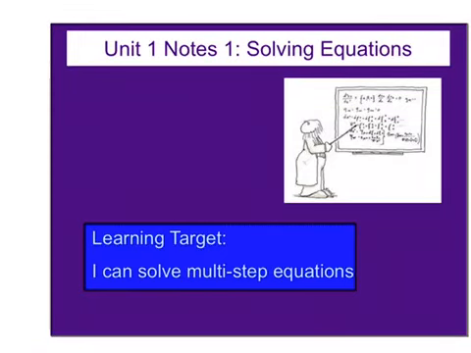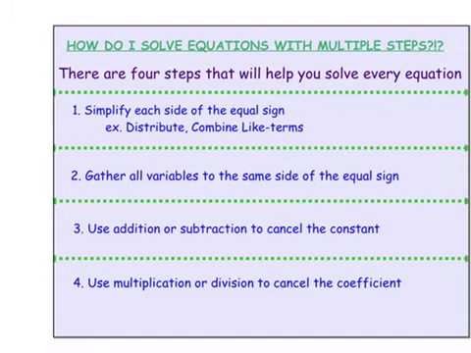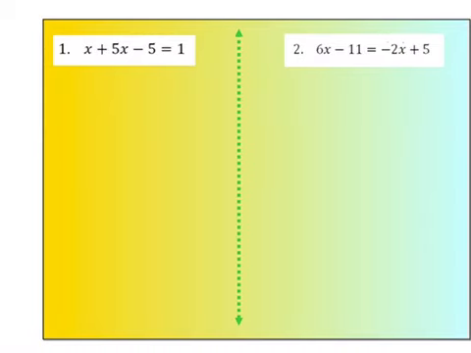Welcome to our first video of the year, which is our learning target, I can solve multi-step equations. So here's our steps for solving multi-step equations. There's 4 things we always kind of want to go through, and these are the same steps that you've seen before. Step number 1, we want to simplify each side of the equation, which is like our distributive property or combining like terms. Step 2, we want to get all of the x's to one side of the equal sign. And then we're going to use addition or subtraction to cancel the constant, and then multiplication or division to cancel the coefficient. So here's my first 2 examples here.